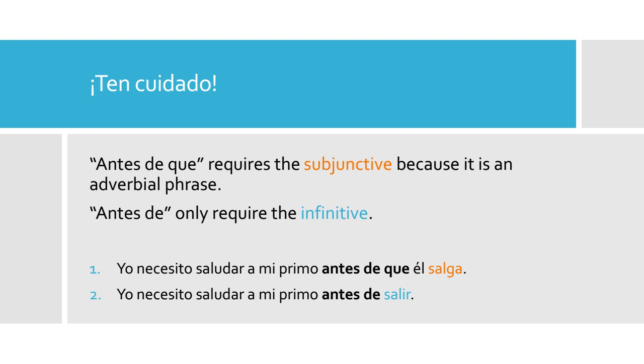The next one, though, yo necesito saludar a mi primo antes de salir. This sentence is different. So it's saying I need to say hi to my cousin before leaving. In other words, before I leave. So in this case, the action of leaving is all in my control. And so I don't need to use the subjunctive. I actually just end up using the infinitive form of the verb salir.